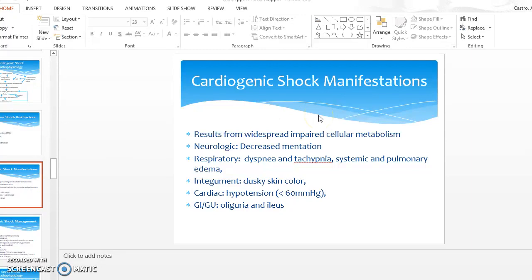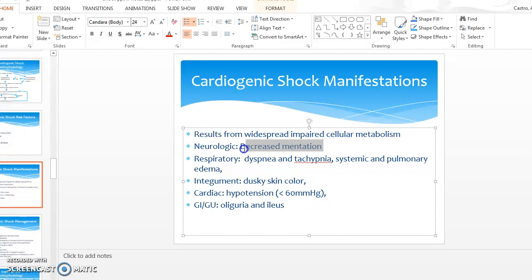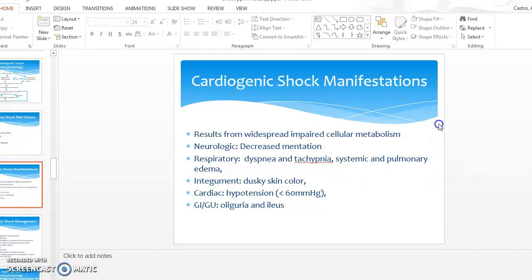So what happens? Well, neurologically, we'll have decreased mentation because we're not getting oxygen to the brain. Respiratory-wise, we start having shortness of breath and increased respiratory rate, because we're trying to blow off CO2. Then we'll have both systemic and pulmonary edema.